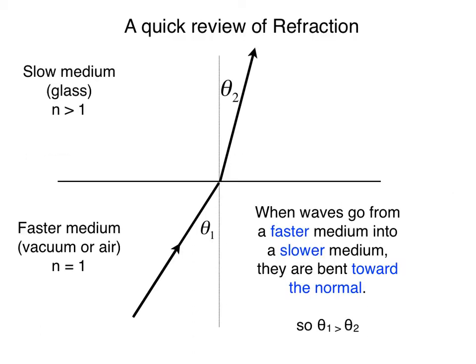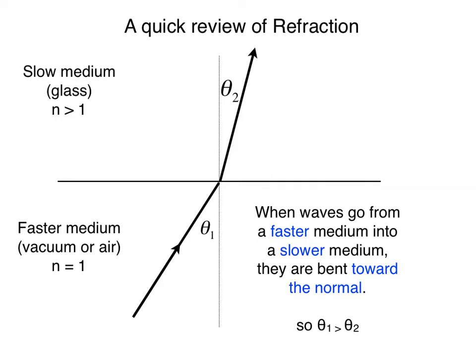You will recall that waves can be represented as rays. A ray simply shows the direction of a wave's travel without showing the crests and troughs. If we look at the ray in this diagram, it starts off in air, or perhaps a vacuum. The speed of light in a vacuum, as you know, is 3 times 10 to the 8th meters per second. This is as fast as light can travel.